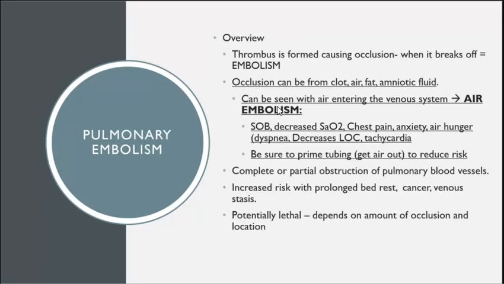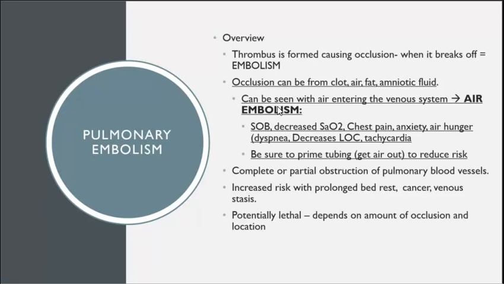It could be a fat embolism. So fat embolism, think a break in one of your large bones, typically like your femur. Patient gets in a motor vehicle accident, breaks their femur, they're at high risk for fat emboli. And then your amniotic fluid when you're pregnant. So occlusion can be seen with air entering the venous system, so your air embolism.